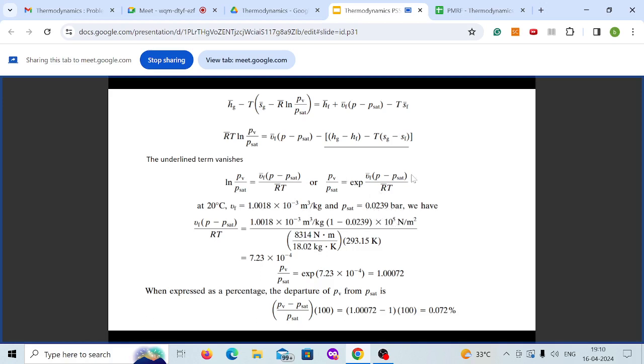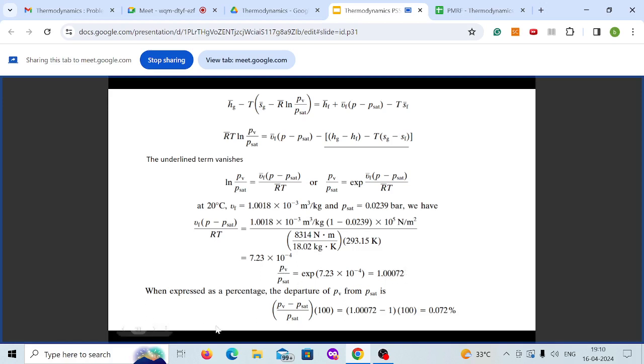So substituting that in the expression, Vf into P minus Psat by RT is 7.23 into 10 power minus 4. And R for water is 8.314 divided by 18 kilonewton per kg Kelvin. So substituting that we will get 7.23 into 10 power minus 4. So substituting in the expression we will find PV by Psat as 1.0007.